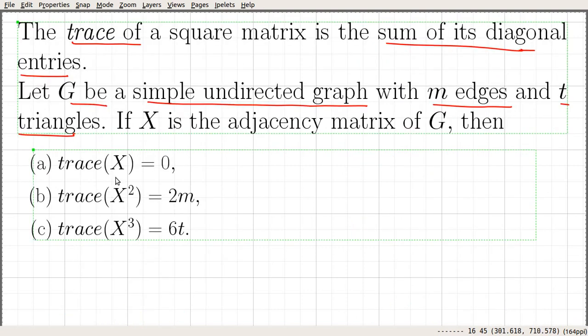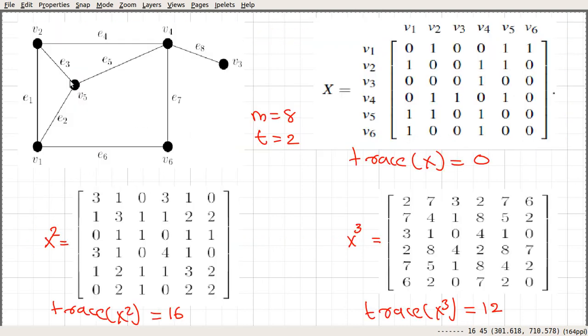And the result says the trace of x is equal to 0. That is very easy to see, because we are dealing with a simple undirected graph, so it doesn't have any loops or parallel edges. For example, if you consider this graph G, this is the adjacency matrix of this graph G. Since it doesn't have any loop, all the diagonal entries are 0. So the trace of this matrix is equal to 0. That is very easy to see.